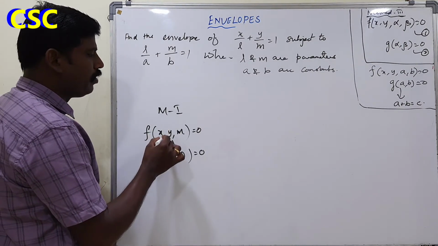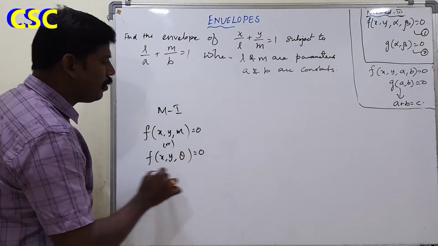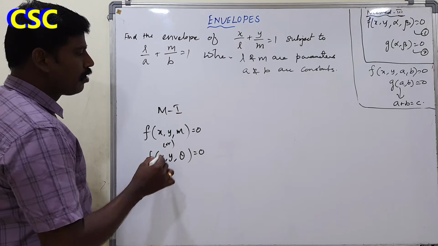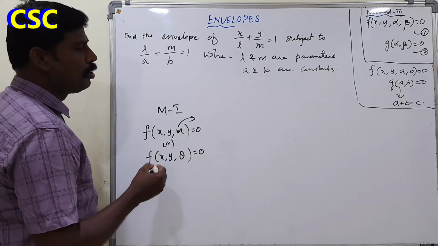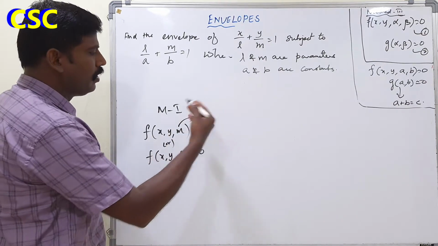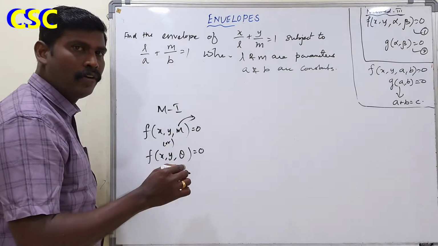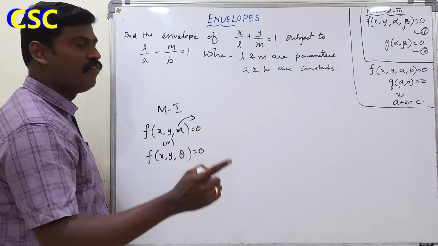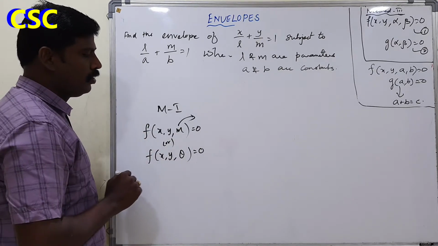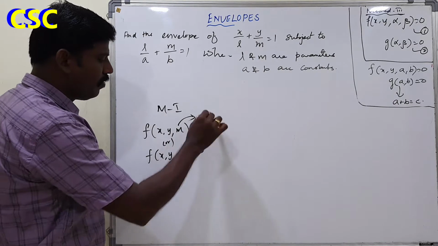So I want to find out the curve that touches each and every member of the family. How can we get the members from this family? By giving suitable values for m. You can get an infinite number of members in this family. So now I am going to find a single curve that touches crores and crores of members of this family of curves. That curve is called the envelope of the given family of curves.